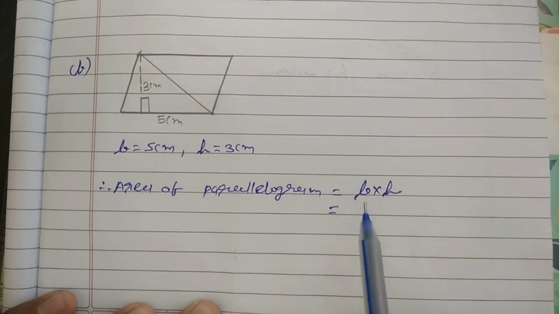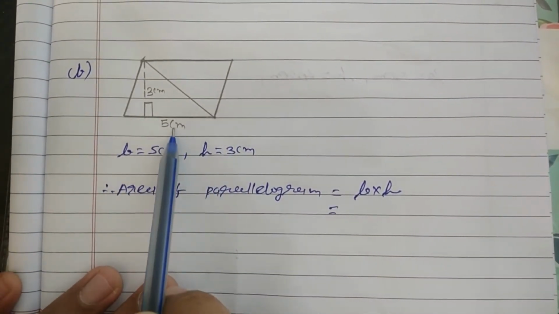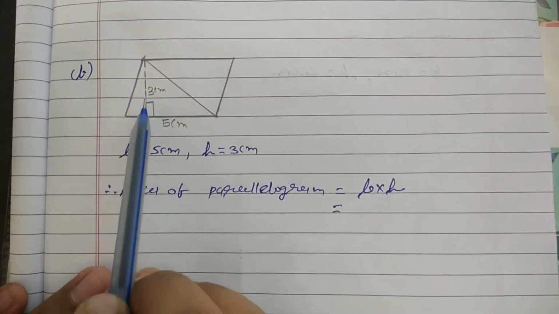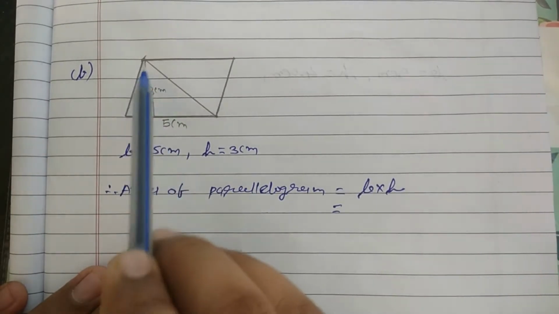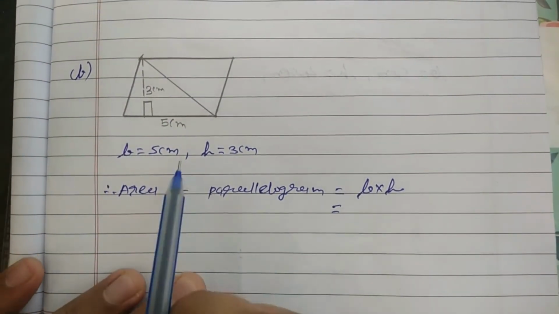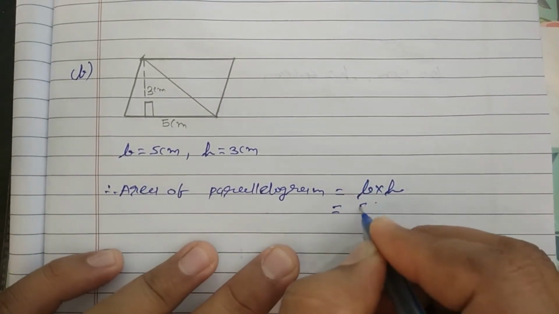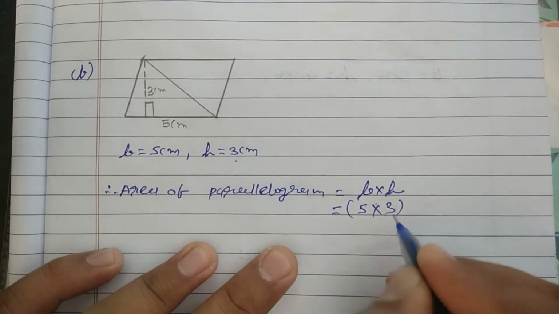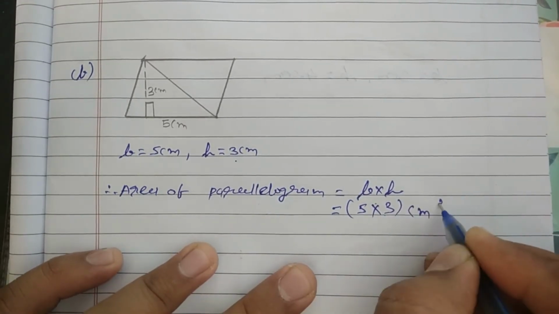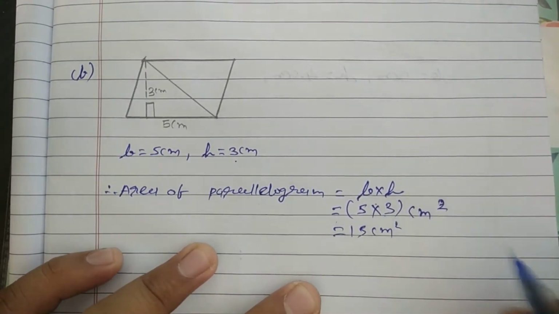Sum B. Here the base is 5 centimeter, the parallelogram side is the base, 5 centimeter, and the height is the altitude, that is 3 centimeter. Here it is perpendicular, we can say perpendicular also. So the area of the parallelogram is equal to base multiplied by height. What is the base? 5 centimeter. So in the bracket 5 multiplied by height 3 centimeter, 5 multiplied by 3, bracket close, and the unit centimeter square. 5 3s are 15 centimeter square. So the area of the parallelogram is 15 centimeter square.